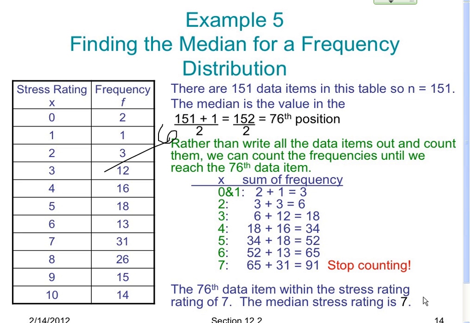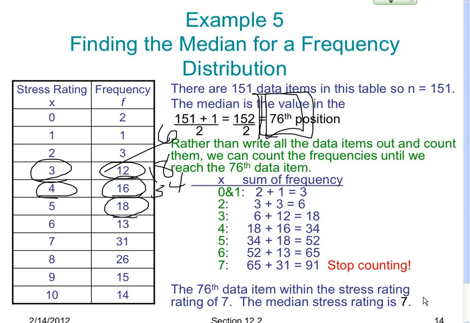That doesn't get me anywhere close to the 76th number. I've got 12 more numbers, so far my 18th number is going to be a 3. I've got 16 more numbers, so my 34th number is going to be a 4. Remember, I'm looking for the 76th number. If I have 18 more numbers, or in other words, my 52nd number is going to be a 5.